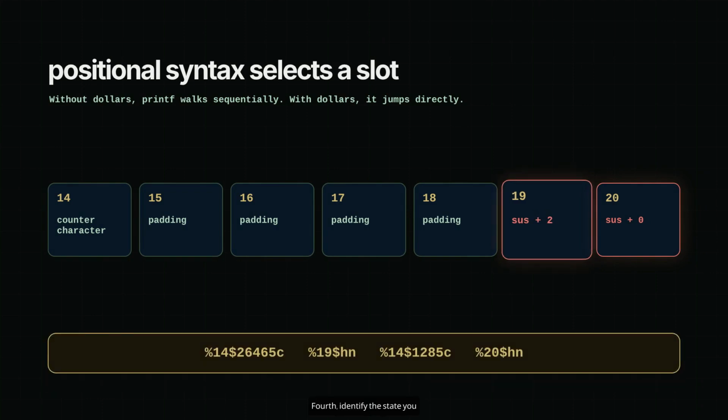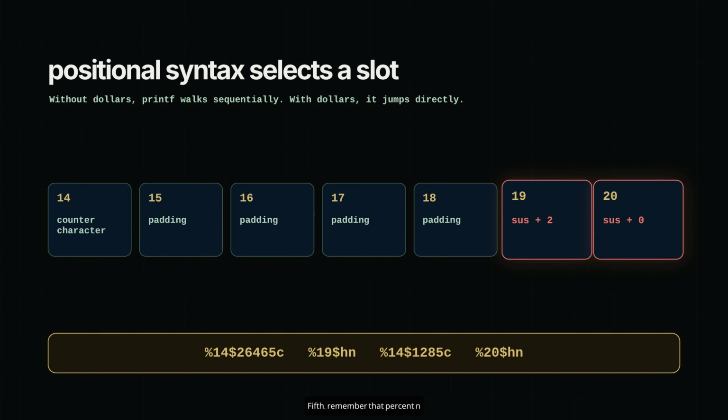Fourth, identify the state you actually need to change. In this target, that state is a global variable, sus. The winning comparison asks for one precise integer, and the byte view reveals that the value spells flag in memory.